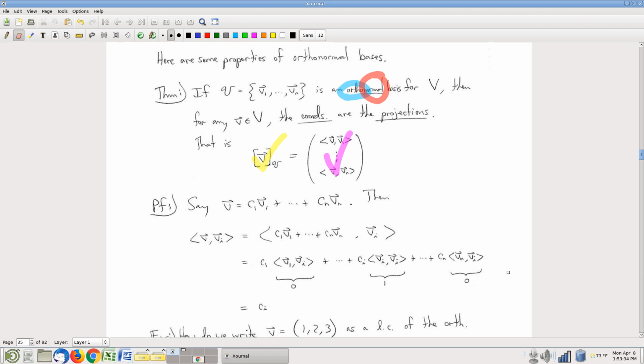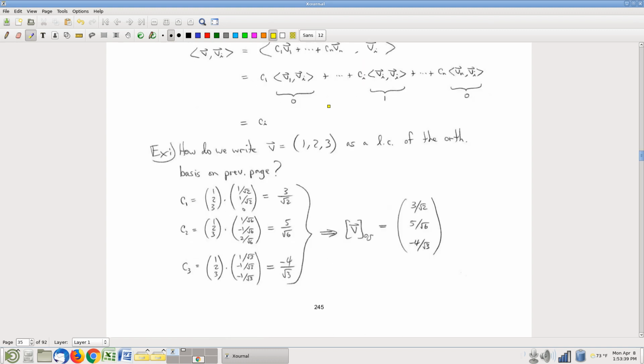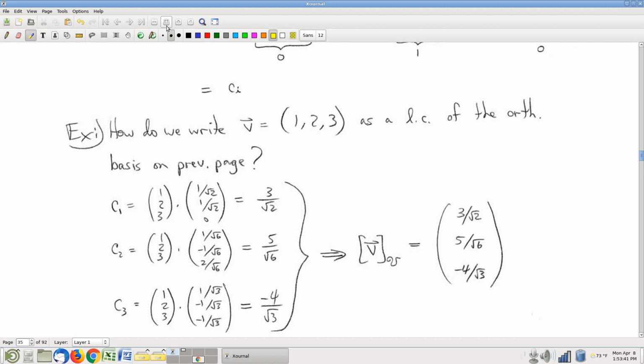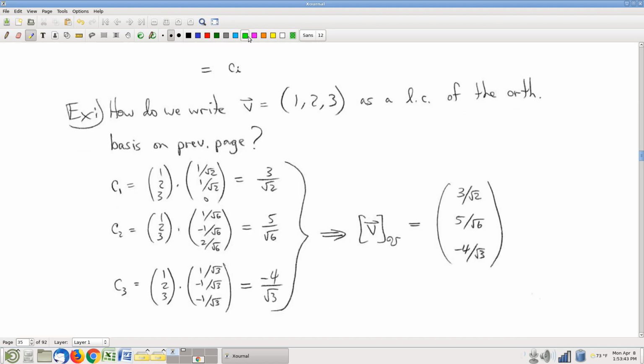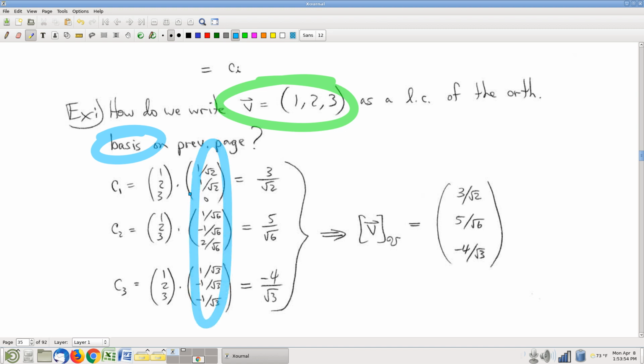Okay, so let me give you a couple of reasons why you should care about this. First, a quickie. Let's look at this example here. Given a vector v, how would I find its coordinates with respect to the basis on the previous page? That basis on the previous page, recall, was these vectors. Kind of a weird basis, but okay, let's suppose we're doing business with this basis. How would I find the coordinates? How can I write (1, 2, 3) as a linear combination of these vectors?